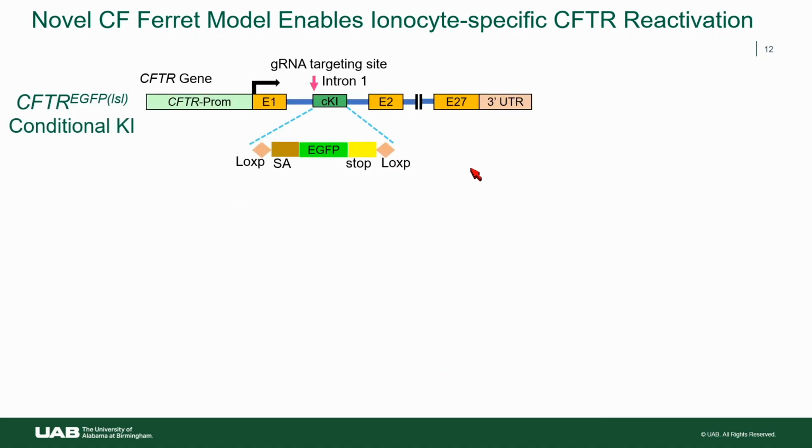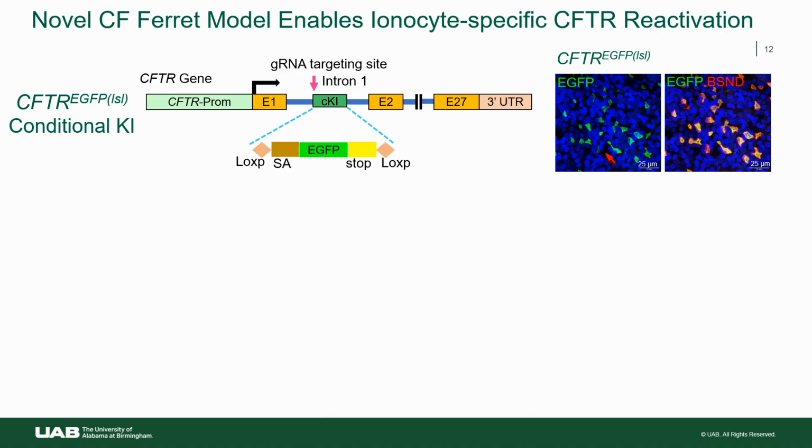So here I'm going to introduce a new CF model, which is a CFTR EGFP conditional knock-in model. By which we insert a minigene, which is Cre-responsive with the loxP-flanked stop cassette and splicing acceptor EGFP on the stop side, into CFTR intron 1. So this ferret is able to track all the CFTR expressing cells by EGFP, and the stop cassette is able to hijack the CFTR gene expression. Then upon Cre expression, the minigene can be excised to make CFTR reactivated in a CF.